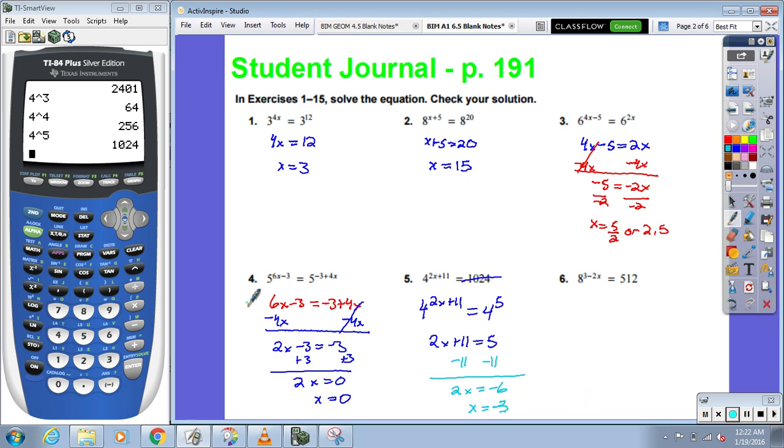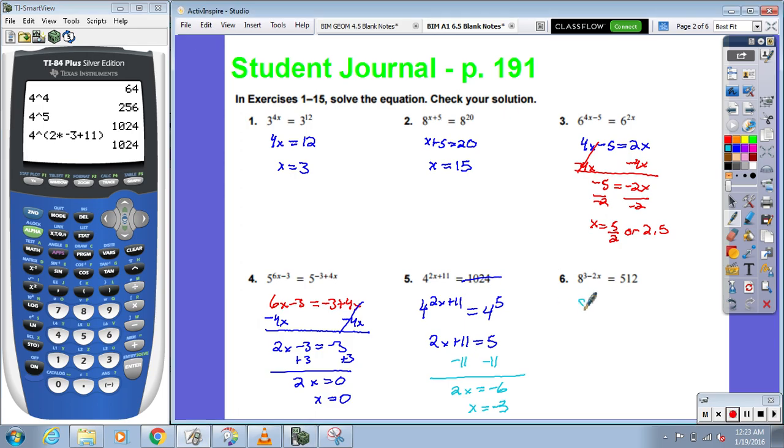Okay, and one way to check this is I can go in and type in my calculator 4 to the power, and then put it in parentheses, 2 times negative 3, plus 11. And then I'm going to close parentheses, and my hope is it's going to come out to 1024, which it does, and that's what it was supposed to equal, and that's how I know it's correct.